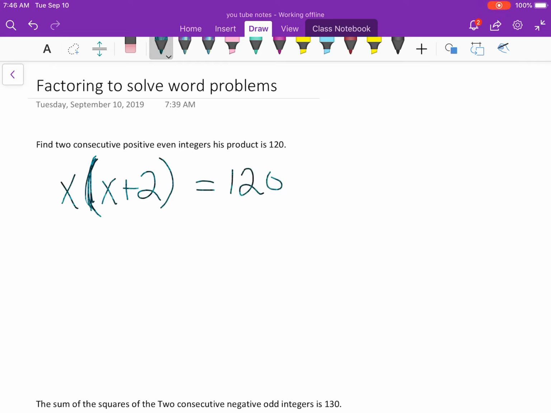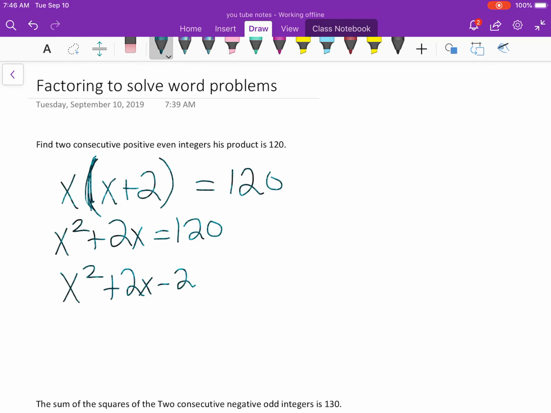And from here, I would just do distributive property out of x squared plus 2x equals 120. Now that looks like a quadratic equation. Only problem is that 120 is on the wrong side, so we do need to use the zero product property, and then we're going to move the 120 over. All right, so we have x squared plus 2x minus 120 equals 0.